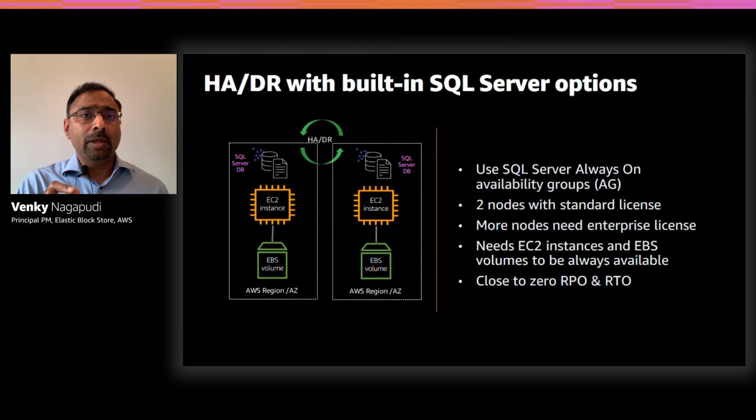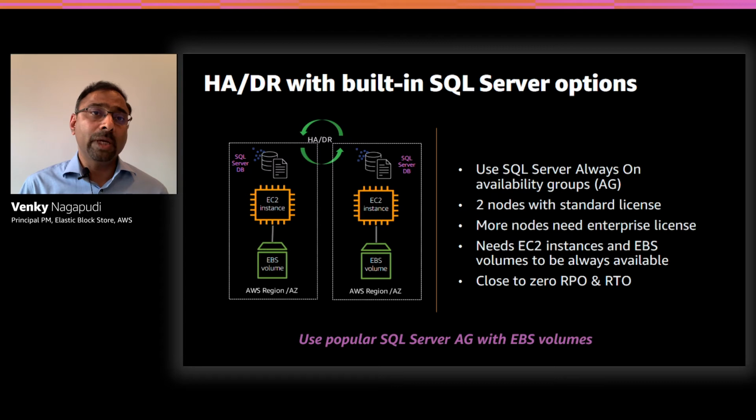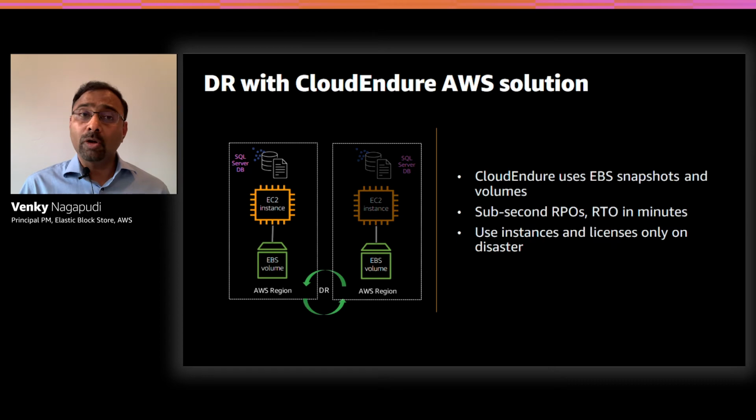We also provide a number of built-in SQL Server options in case your business continuity cannot tolerate a long RPO and RTO. In this case, you need to use the built-in tools that are available with SQL Server, which deliver close to zero RPO and RTO. These are what are called the Always On availability groups, and we support them. So the thing to watch out for here is that your secondary infrastructure is always going to be up and running, so you'll incur costs there, as well as the costs for the standard licenses or enterprise licenses as the need be. But you do also have a third option available.